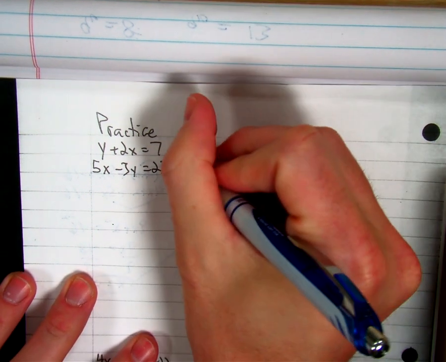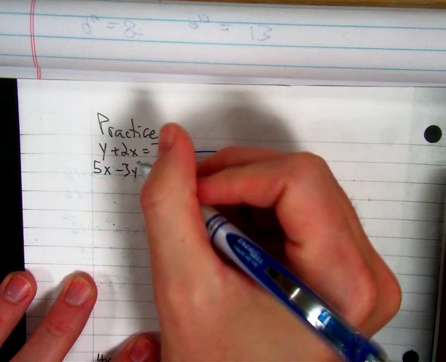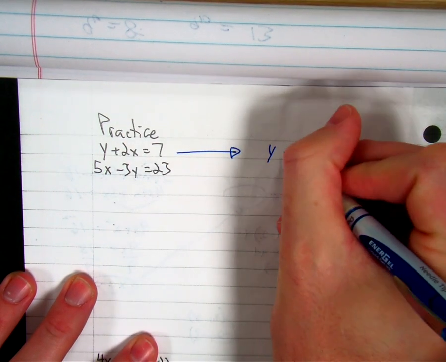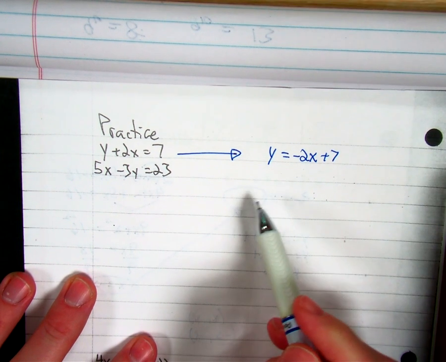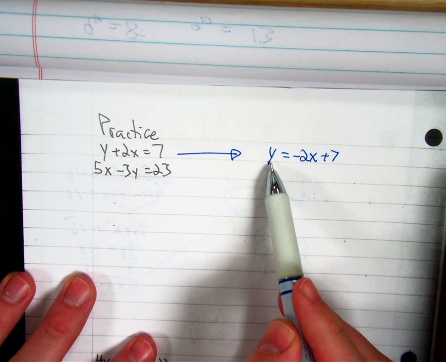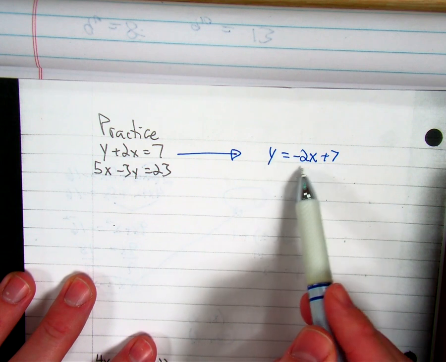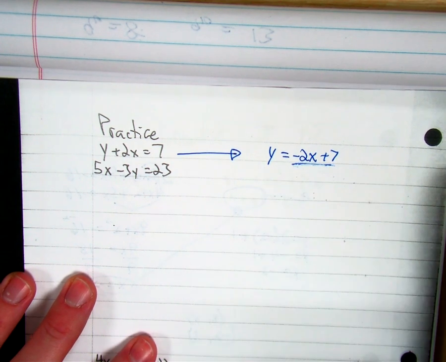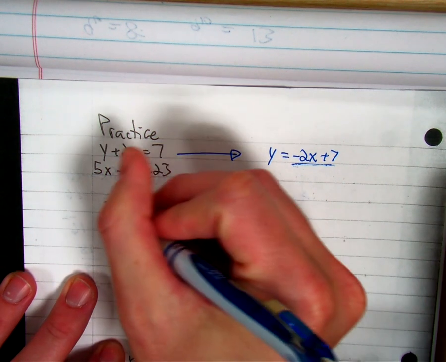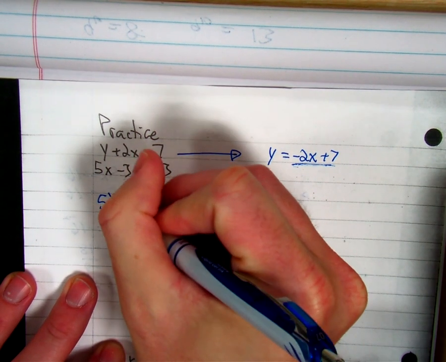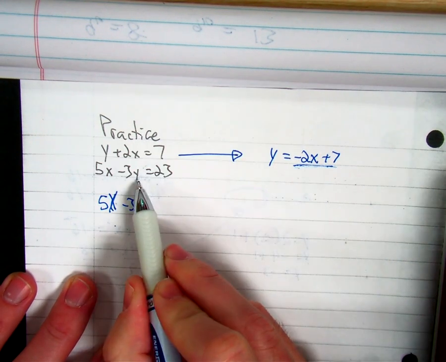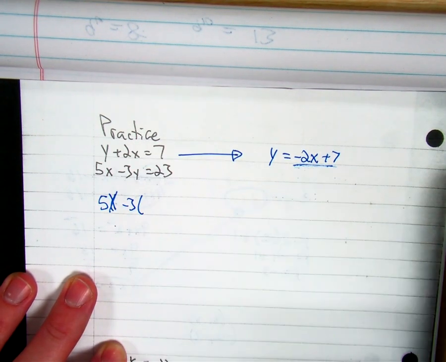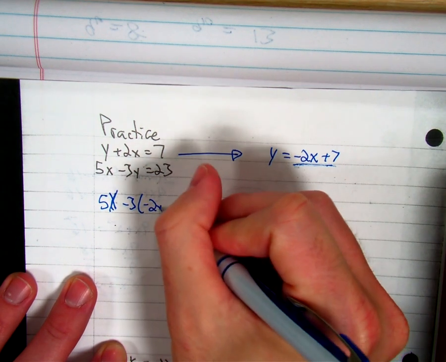Okay, welcome back. Hopefully we saw that the top one just had one little step to do. We're going to subtract that 2x over. Y equals negative 2x plus 7. And now we've accomplished our step 1 goal of getting one letter by itself. So we have y by itself. So now I can substitute the negative 2x plus 7 in for y in the second equation. Oh, that's 5x. That's not changing. This one is. Minus 3 times, not y anymore, but y is equal to negative 2x plus 7. So that's going in here.